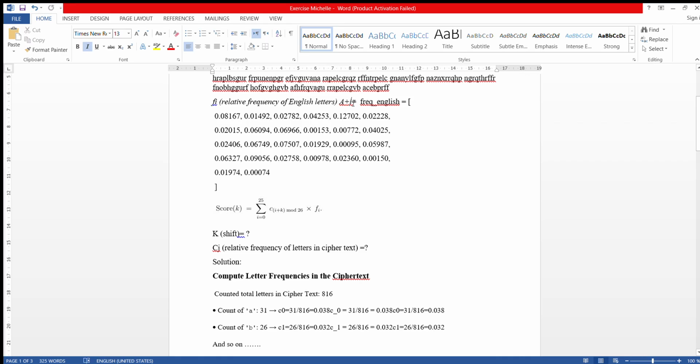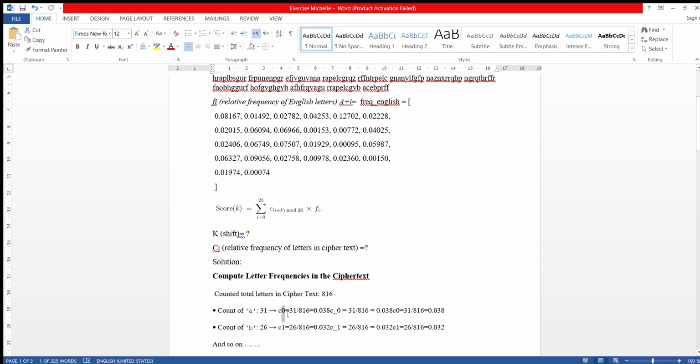And if you write down A plus 2, it means C. A plus 3, it means D. So in this way you can find out the other letters. So here c0 means ciphertext, at location 0.